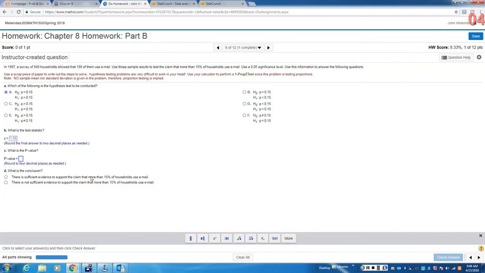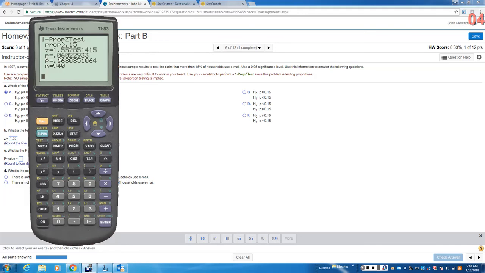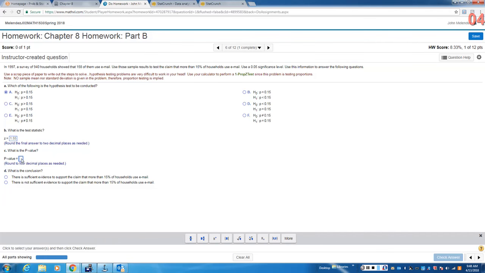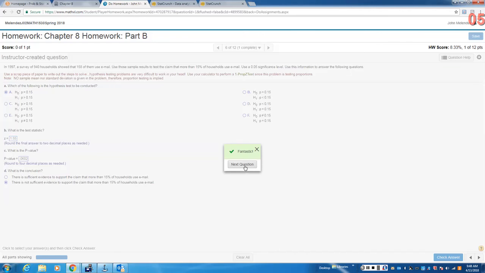Our p-value is going to be 0.0602. Don't confuse it with a p-hat. It's 0.0602. And now, what is the conclusion? Well, because your p-value is greater than your alpha, you're going to fail to reject the null hypothesis. So there is not enough evidence to support the claim that more than 15% of households use email. And that is your answer.